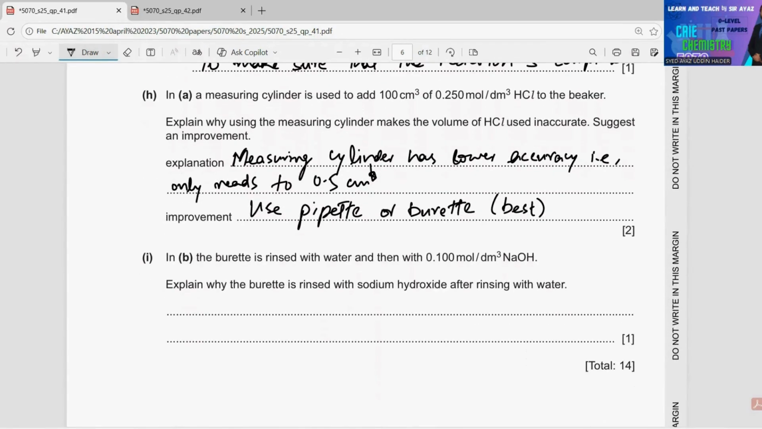In B, the burette is rinsed with water and then with 0.1 mol per dm cubed NaOH. Explain why the burette is rinsed with sodium hydroxide after rinsing with water. If you will not wash it with water, what will happen? There will be dilution of NaOH and this will definitely affect the titration results. To prevent dilution of NaOH.